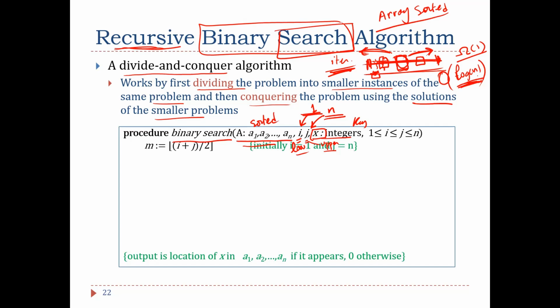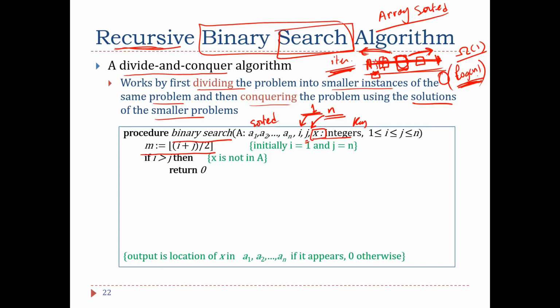Actually, we spot the middle value. We call it m here. It's equal to (i + j) / 2 at any iteration. So m would be equal to half of i and j, okay? It's kind of the middle of the section of the array that we're looking at.